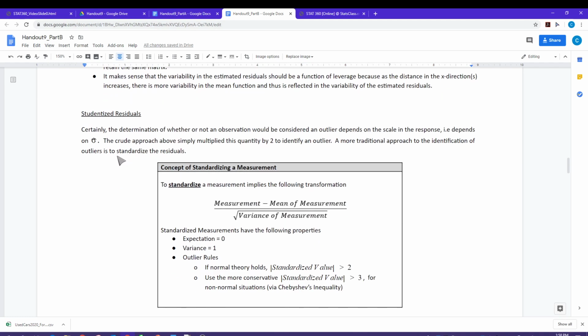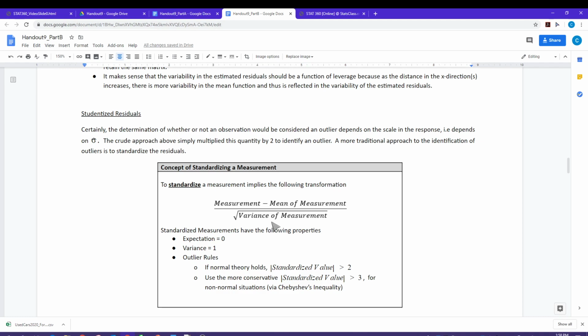Okay, so let's talk about the idea of a studentized residual. There are different types of residuals that we are able to calculate here, and this first one is the most common, the studentized or standardized residual. To studentize a measurement, all I need to do is take the measurement minus its mean and divide by the standard deviation. This is just a z-score idea.